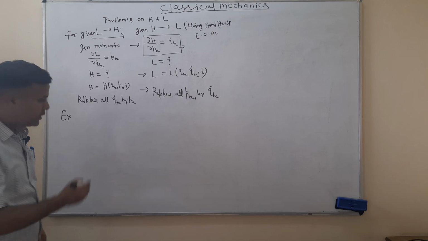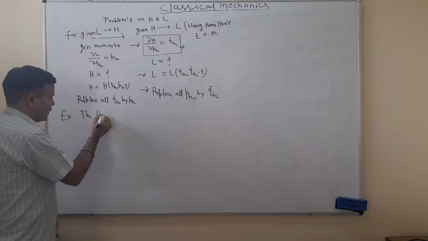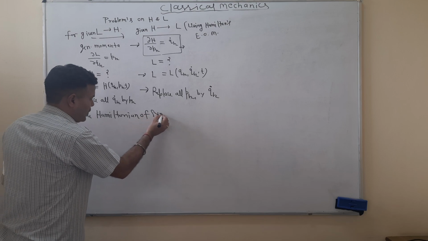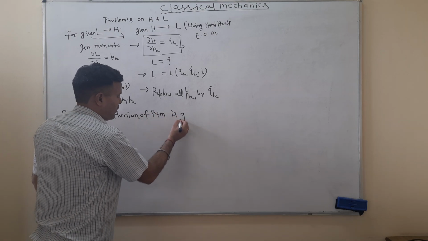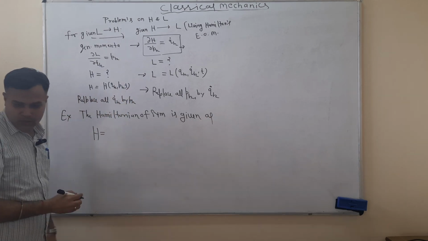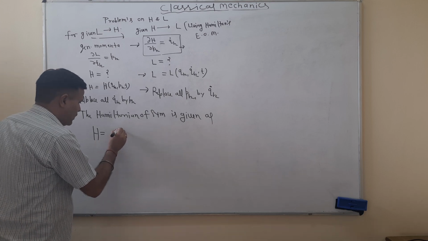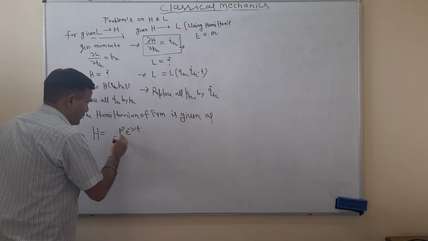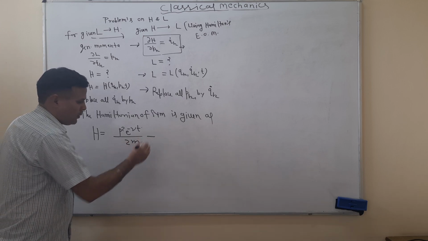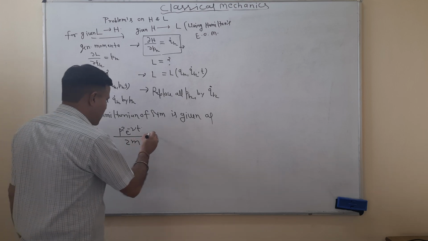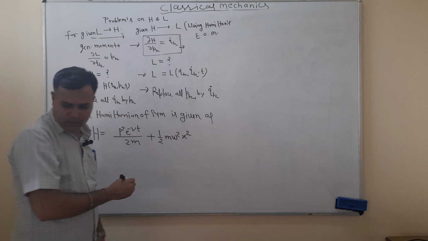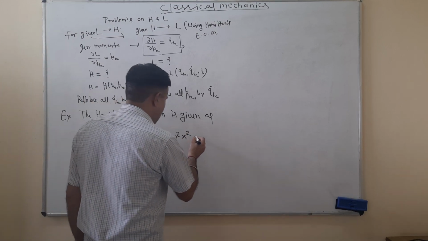The Hamiltonian of a system is given as, which is H equal to p square e to the power minus nu t by 2m plus half m omega square x square e to the power nu t.